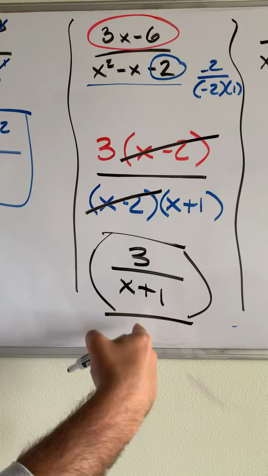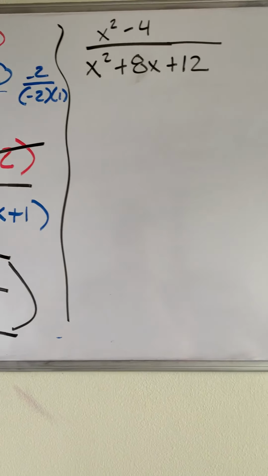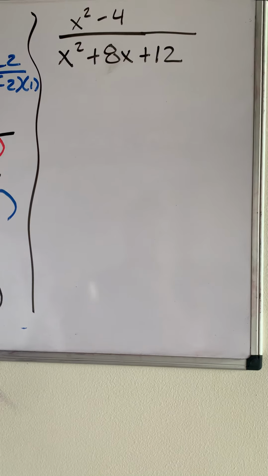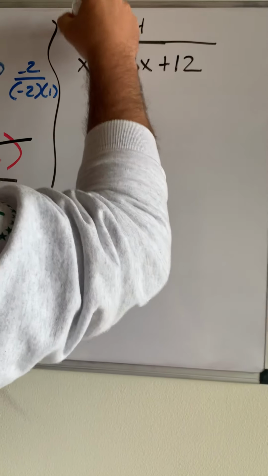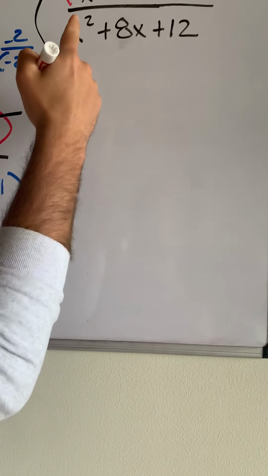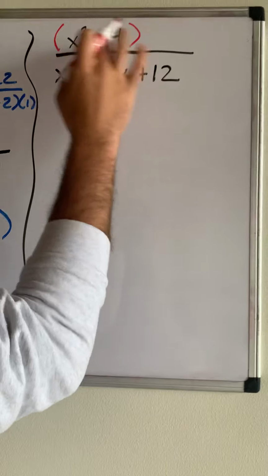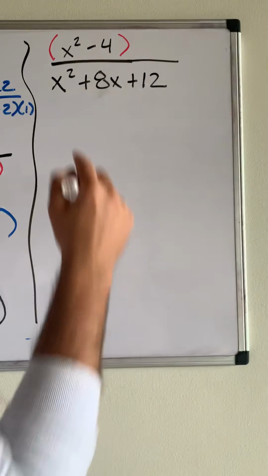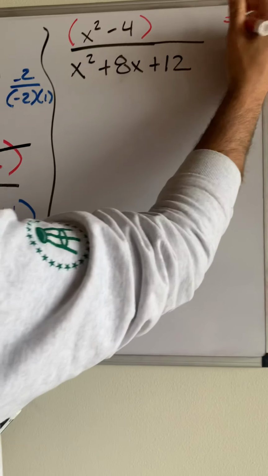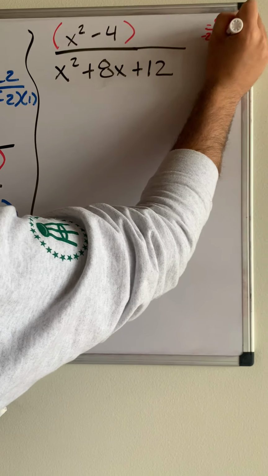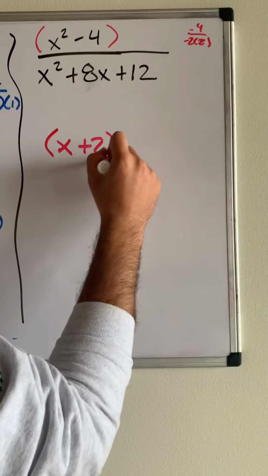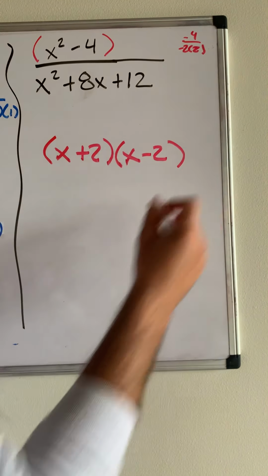Okay, and we're going to move into an even harder example. This is probably about as hard as it'll get, unless I do some greatest common factor here. But once again, I'll start with the top. This is a difference of squares. So factors of -4 that add to 0, because there's no x's, so that would be -2 and +2. Okay, so this top factors to x plus 2 and x minus 2. Okay, so there's the top.